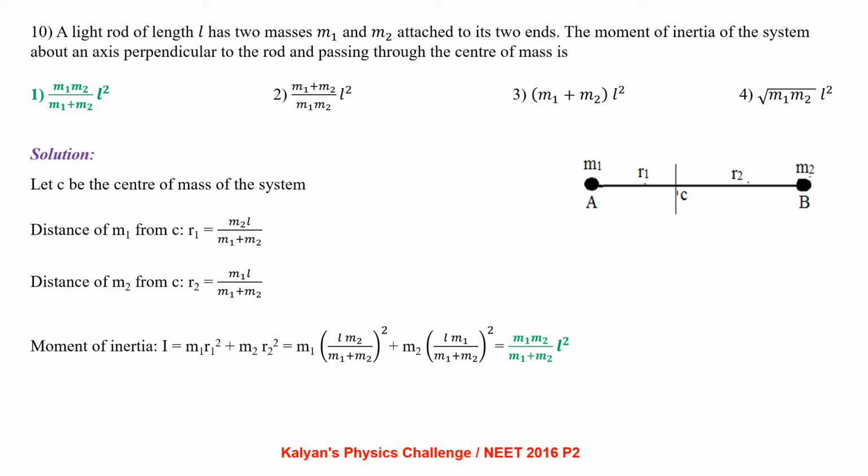The moment of inertia of a multi-particle system is I equal to m1r1 square plus m2r2 square plus so on, mnrn square. Since here two particles are present, we can write the two terms m1r1 square plus m2r2 square. Upon simplification, we get the moment of inertia to be m1 m2 by m1 plus m2 into L square. Here m1 m2 by m1 plus m2 is known as reduced mass of the two particle system.